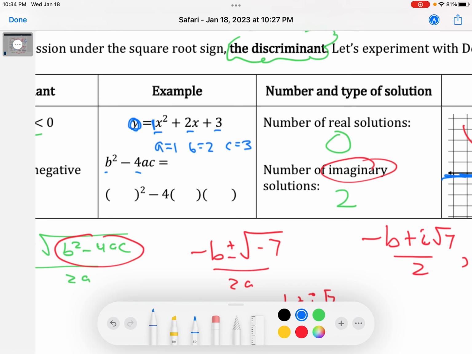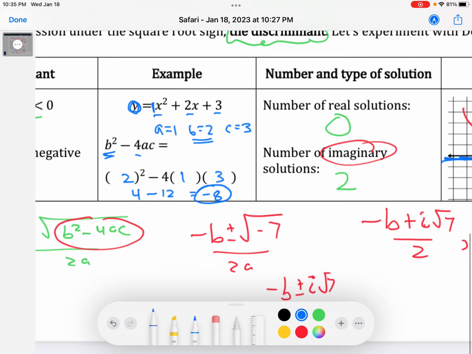So let's plug those in here. Instead of b squared here, our b is 2, so we're going to do 2 squared minus 4a. Our a is 1, and our c is 3. So 2 squared is 4. 4 times 1 times 3 is 12. 4 minus 12 equals negative 8. So the discriminant is negative 8.